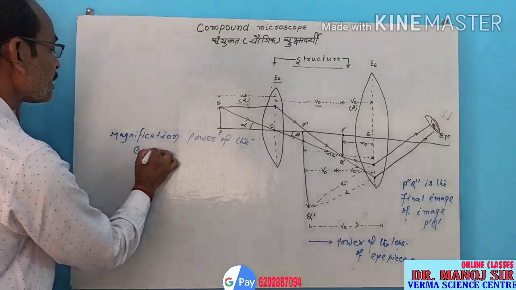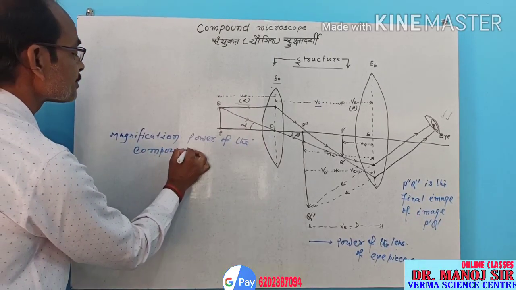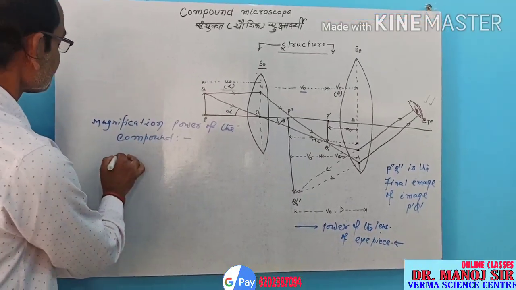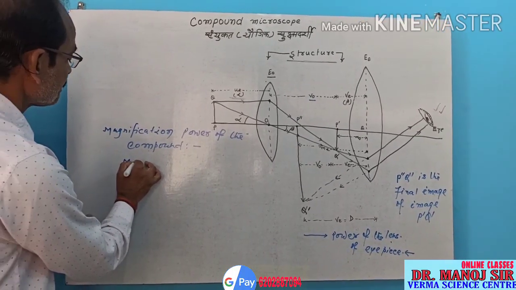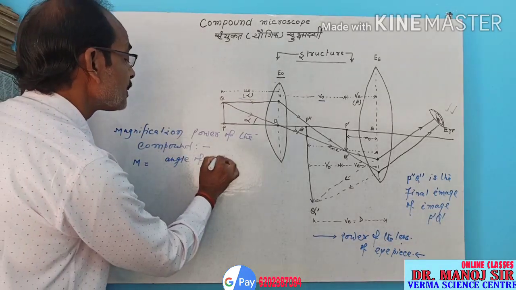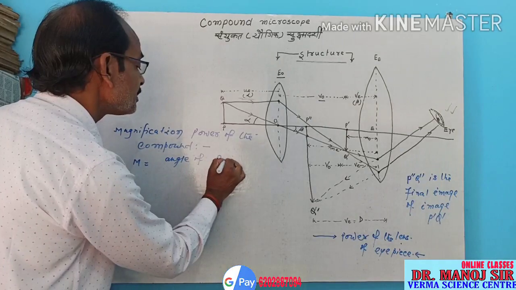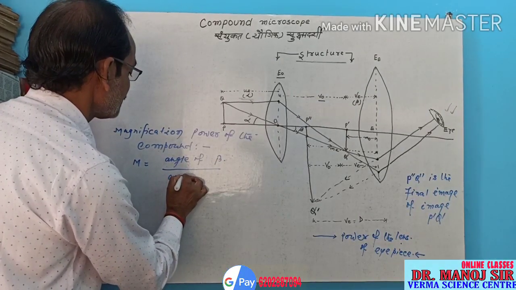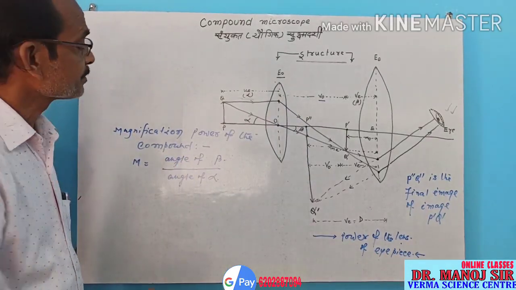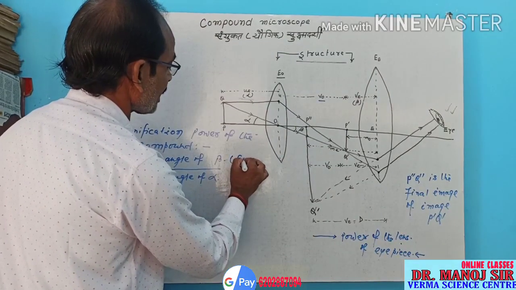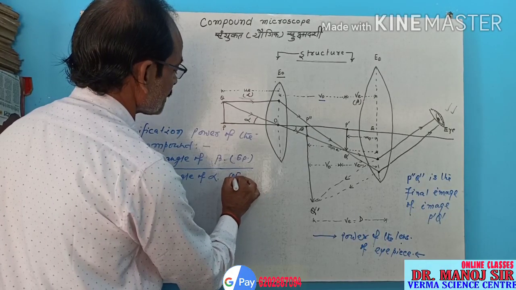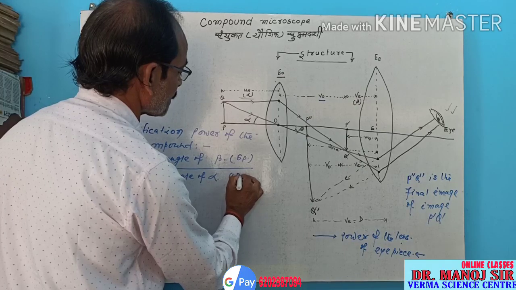Compound microscope. Magnification M is equal to the angle of beta by the angle of alpha. It is the image piece and it is the objective piece.